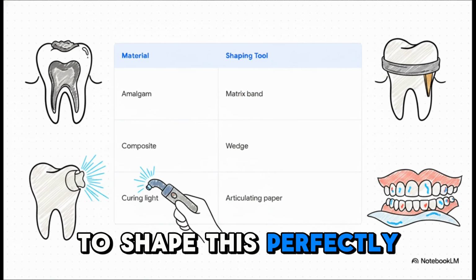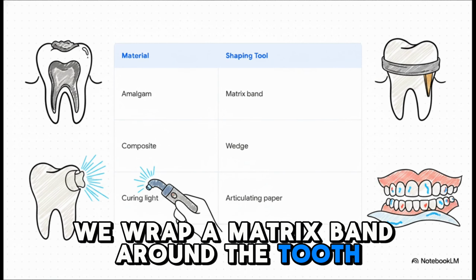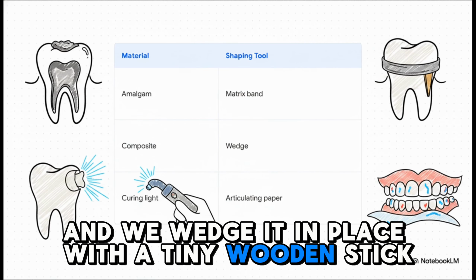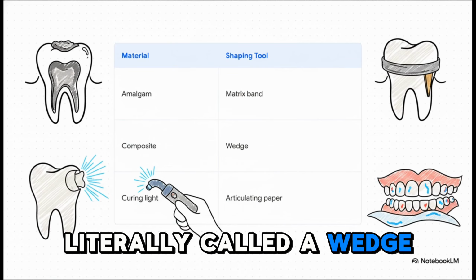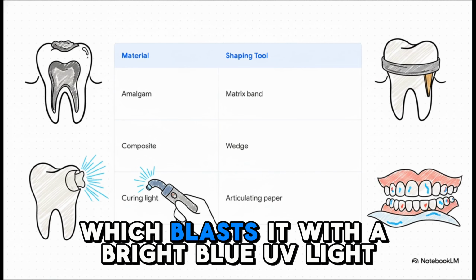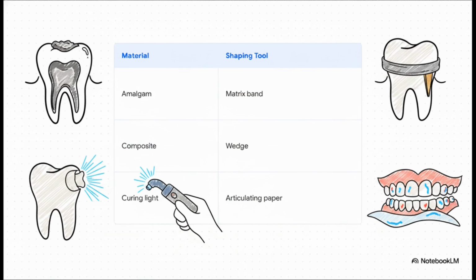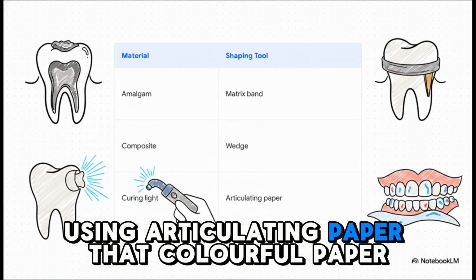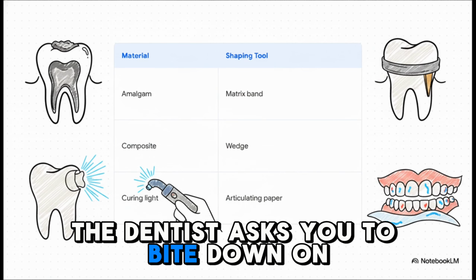To shape this perfectly, we wrap a matrix band around the tooth. It acts like a little metal ring or temporary wall, and we wedge it in place with a tiny wooden stick, literally called a wedge. If we use that tooth-colored composite, we instantly harden it with the curing light, which blasts it with a bright blue UV light. Finally, we finish up by checking the patient's bite using articulating paper, that colorful paper the dentist asks you to bite down on.